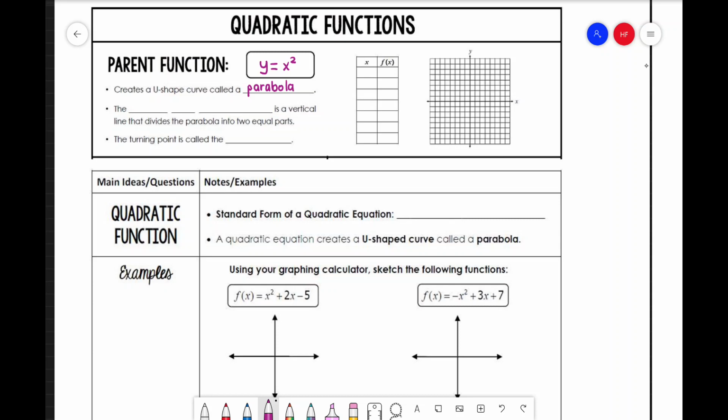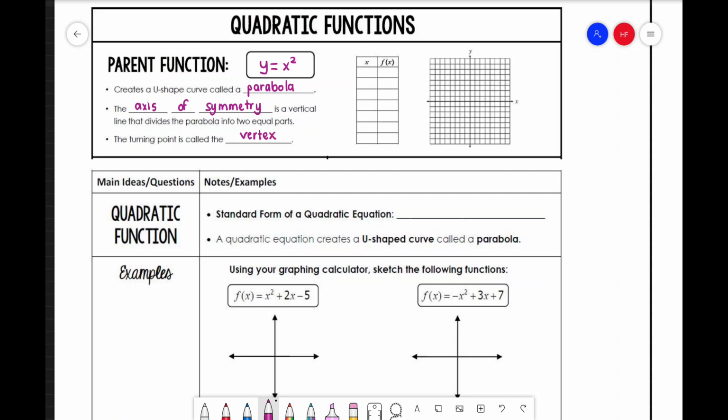The axis of symmetry is a vertical line that divides the parabola into equal parts. So it's going to cut it right down the middle and make it symmetrical on both sides. And the turning point of the parabola is called the vertex.